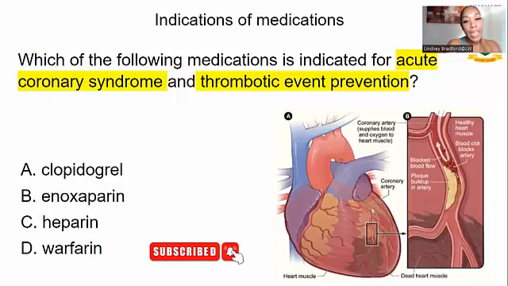This one is indications of medications, right? So it says acute coronary syndrome, thrombotic event prevention. Let me back up for a second because I don't think I said this whole video. Look, let me tell you something. If you're not highlighting these keywords, you're setting yourself up for failure. When you are taking your test and you are preparing to answer these questions, identify your keywords, honey.